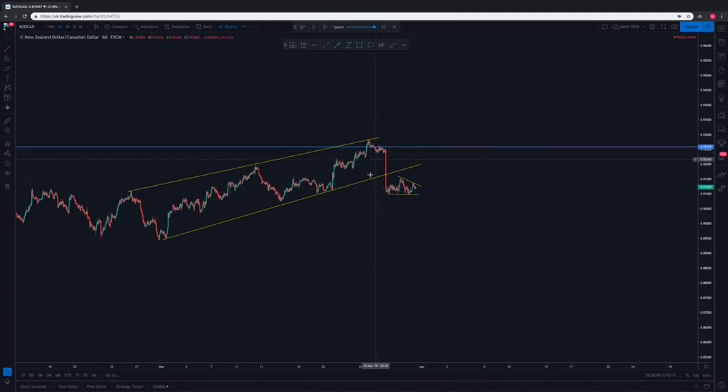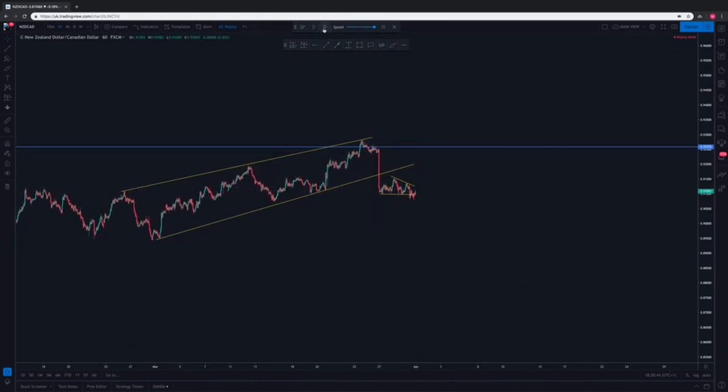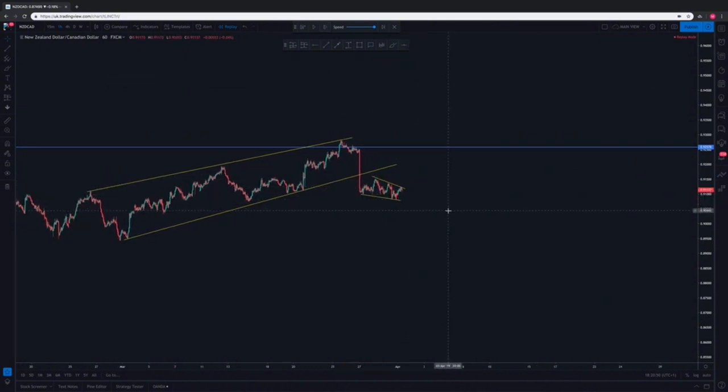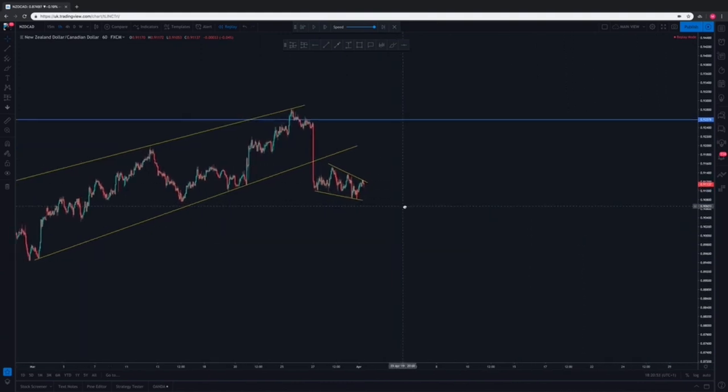The first correction after the impulse. So at this stage, we start to create the running channel here. So we get our angle, got on more of our descending channel. So at this stage here, you can filter this on the 15-minute as well.